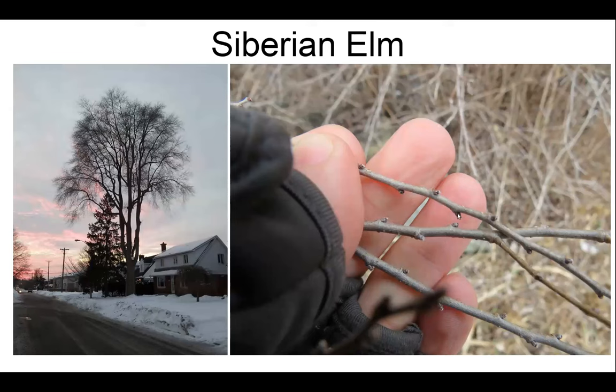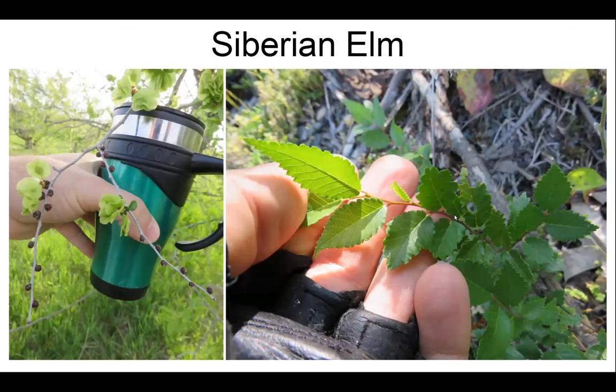Black buds, dark buds that have kind of white lines on them. Here's a photo of the fruits on the left. Again, note the thinness, fineness of the twig, kind of ball-bearing looking dark buds here. And on the right, that's a typical size of the Siberian elm leaves with my hand for scale.